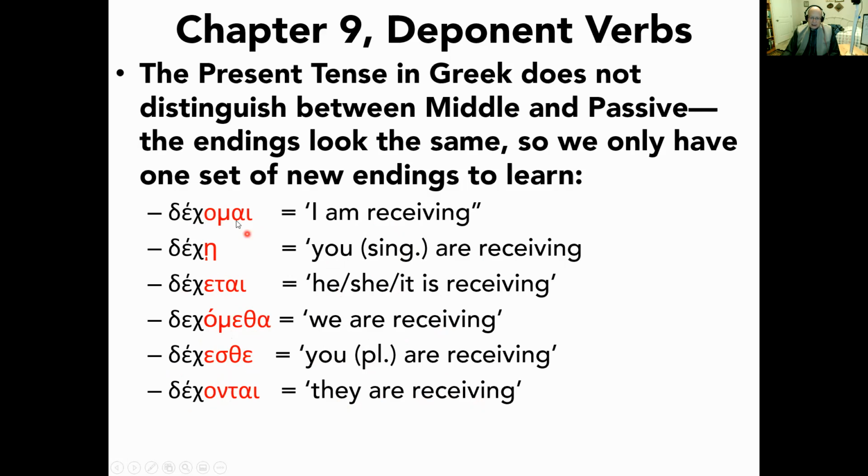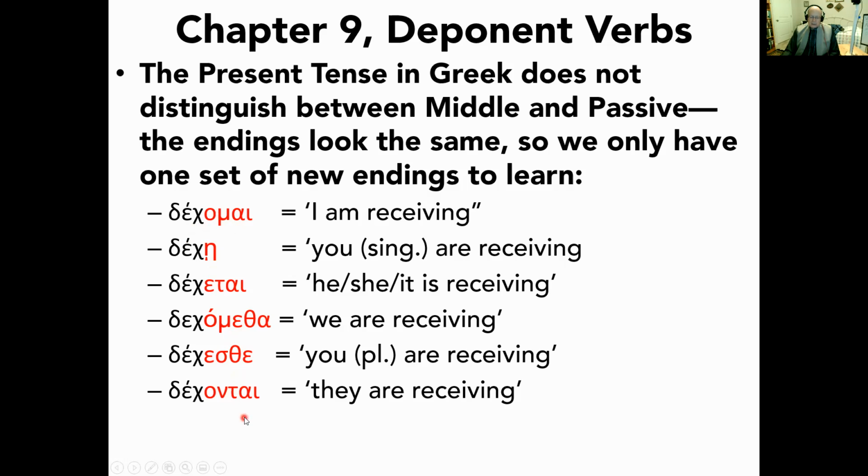Remember that Greek tells us who is doing the action by the ending of the verb. Dech is the stem. Omai is the ending. Omai, etai, ometha, este, ontai.